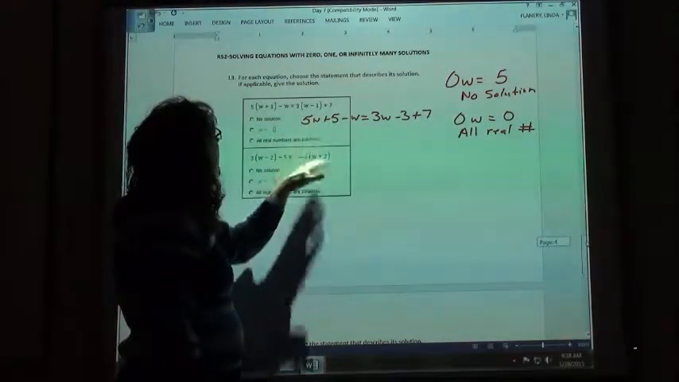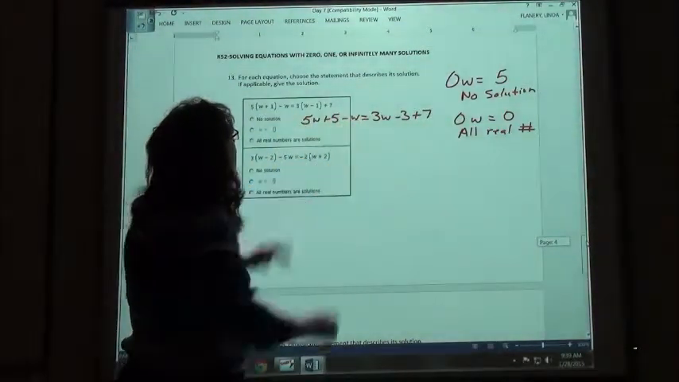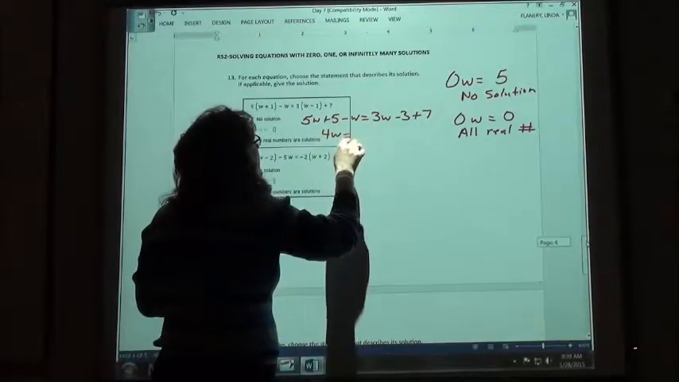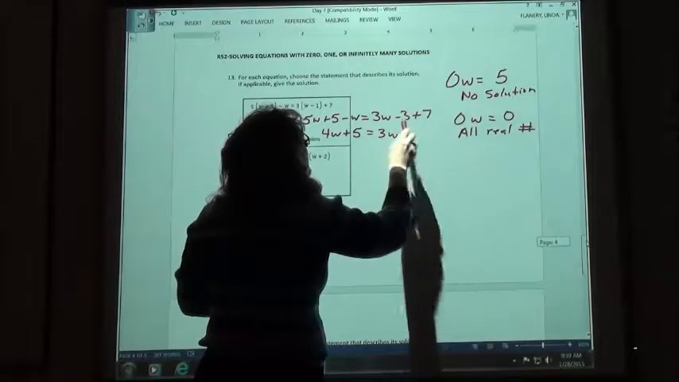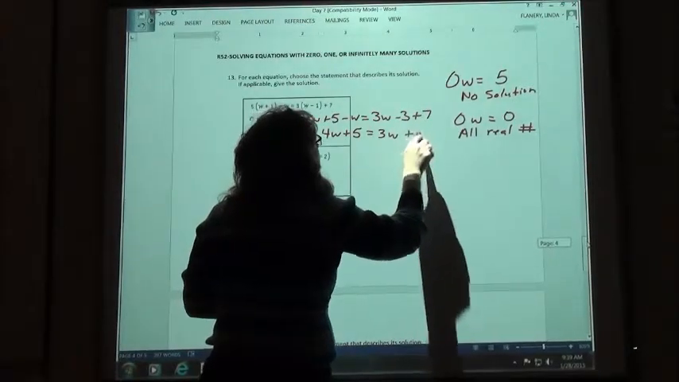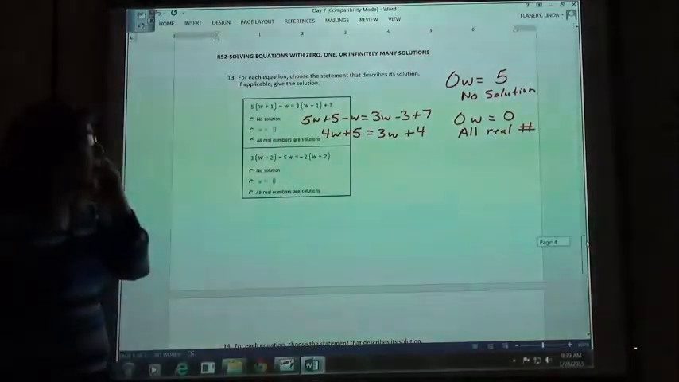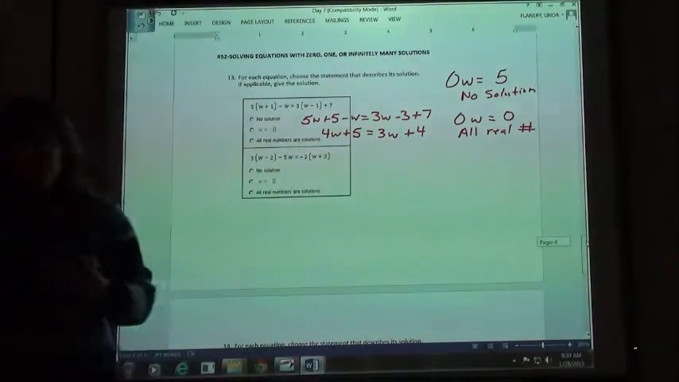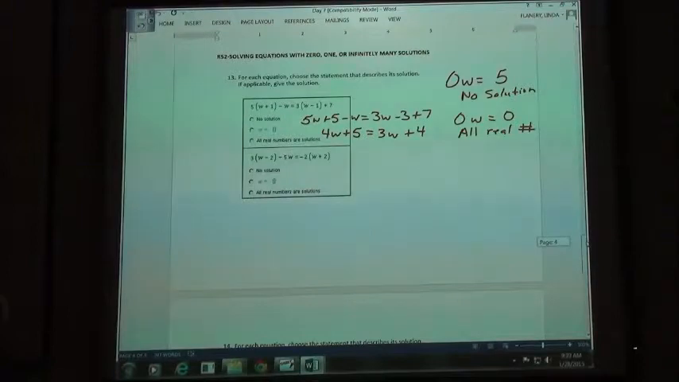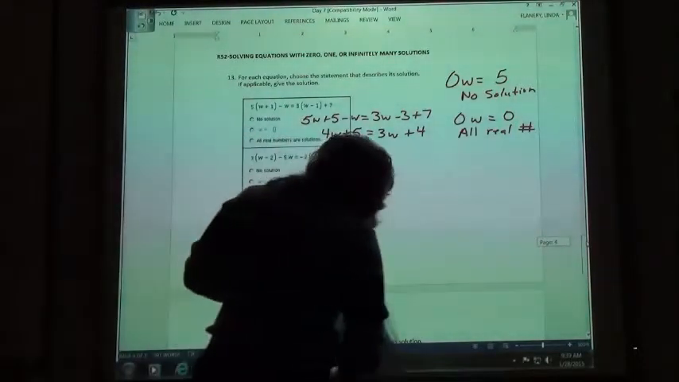So combining my like terms here, 5W minus W would be 4W plus 5 equals, on the other side, 3W and negative 3 plus 7 is a positive 4. Now I can tell because my coefficients in front of my W's are different that this one's going to solve and give me a number answer.